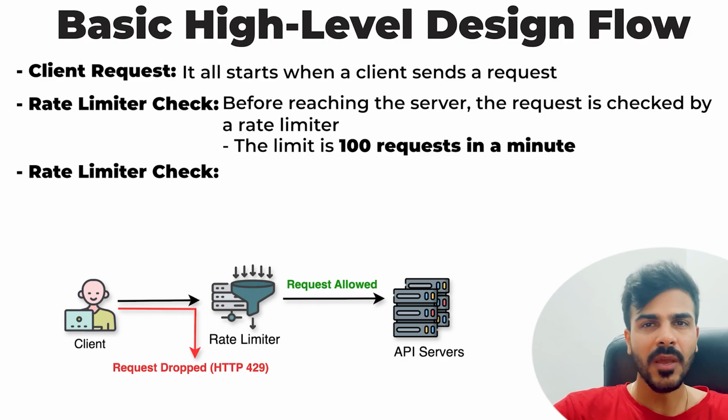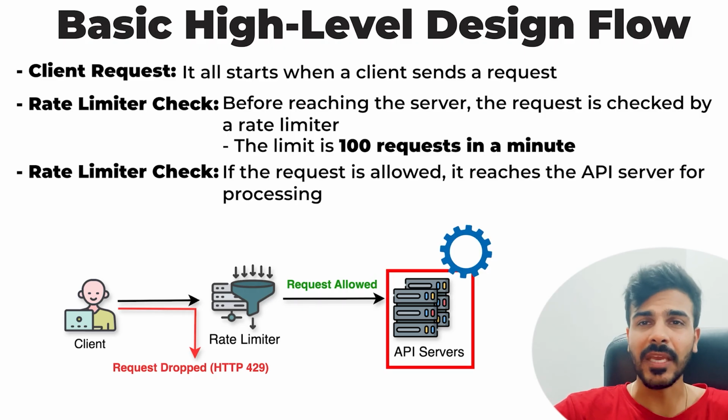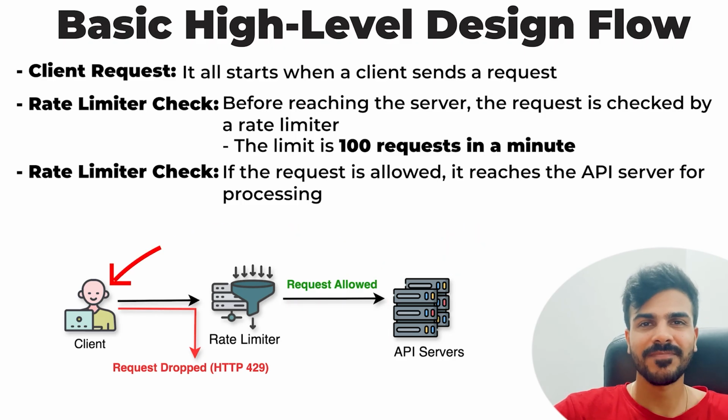Step 3. Once the rate limiter allows the request, it goes to the API server. The API server processes the request and sends a response back to the client. Now, this is a super high-level flow of the rate limiter system.